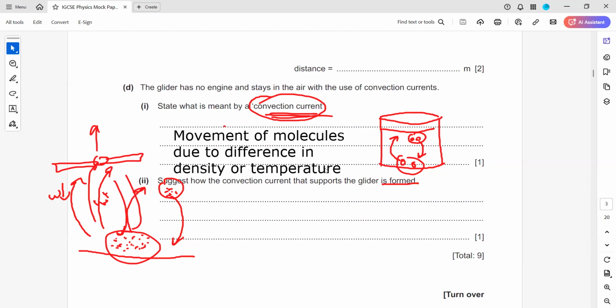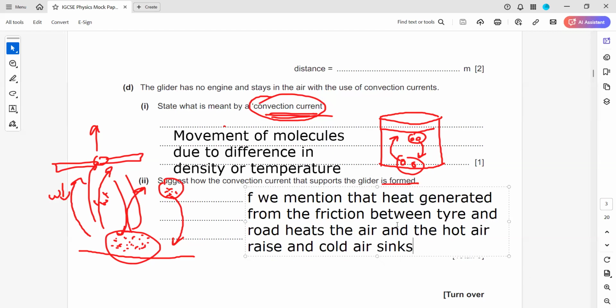For only one mark, you just have to refer to a difference. You don't have to explain the weight and the upward force. You just have to mention the difference in density: the hot energetic particles will have low density and will move up. If we mention heat generated from friction between the tire and the road heating the air, that is also a good answer, but it's for one mark.